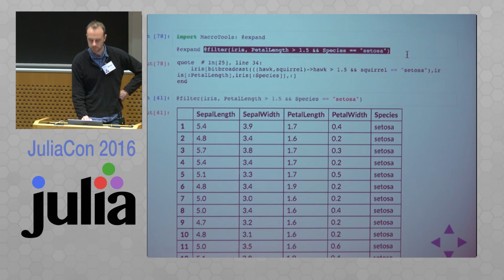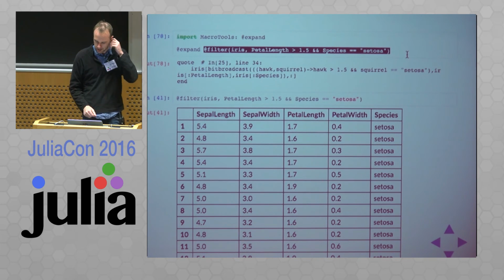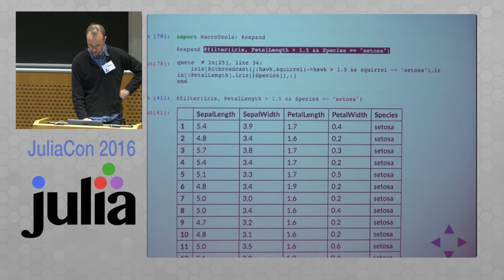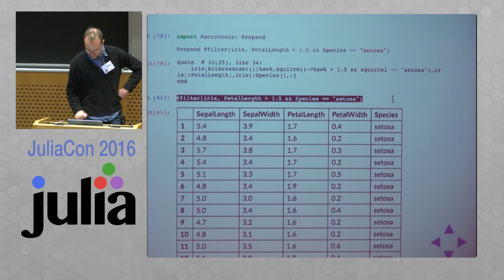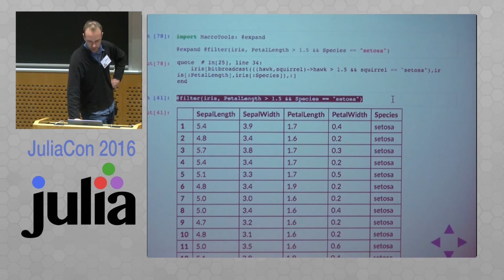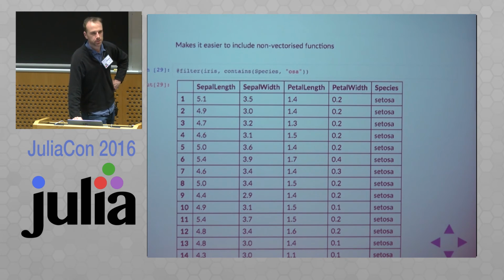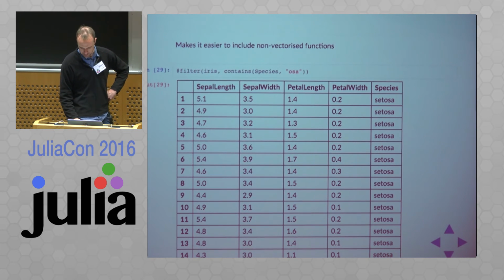Basically what it does is transform that expression. So @filter will transform that expression into the desired form we had earlier. It uses slightly different variable names. That's just the result. The hawk and squirrel are just a way of getting rid of the gensym ##3 things that you get during metadata. @filter does exactly what you want it to, and this also makes it very easy to include non-vectorized functions.